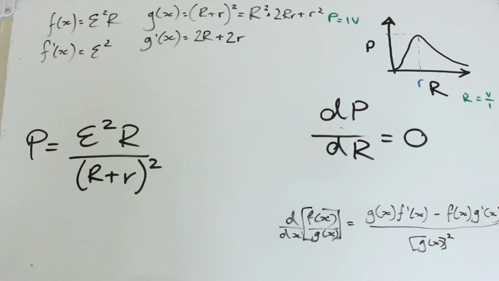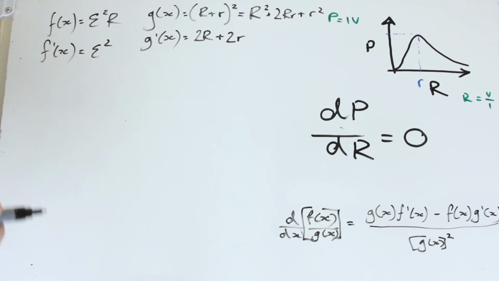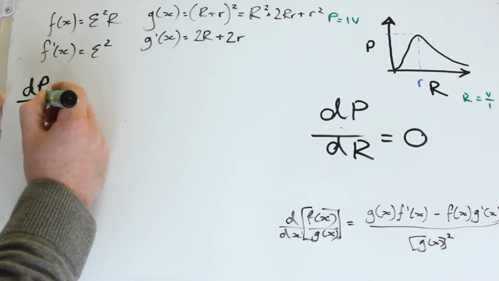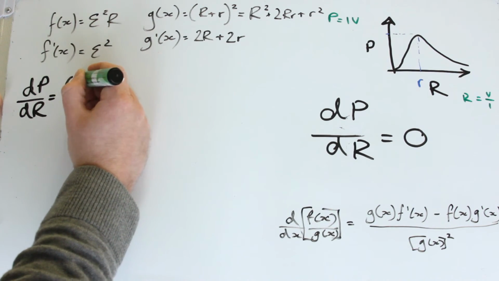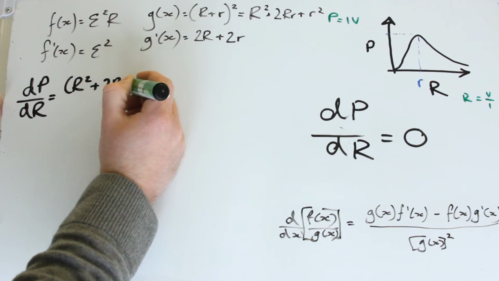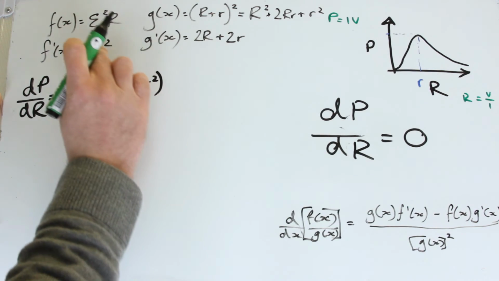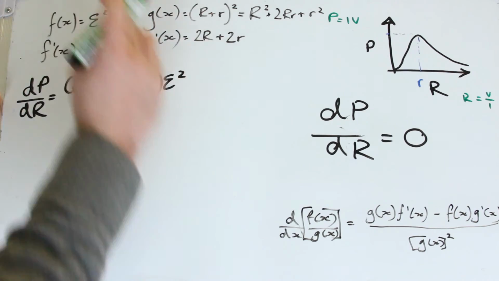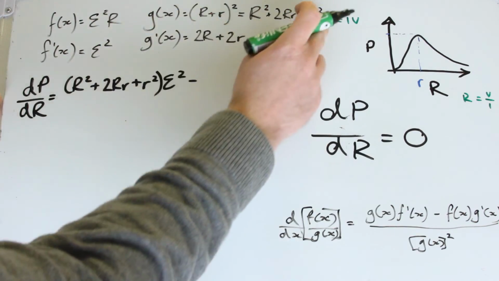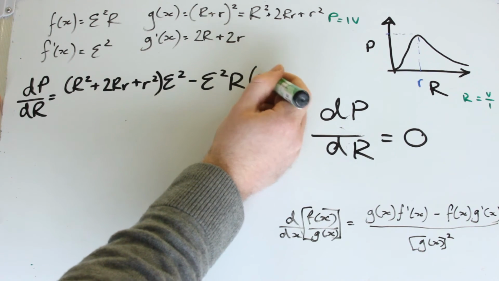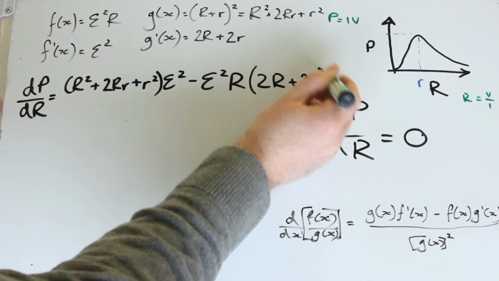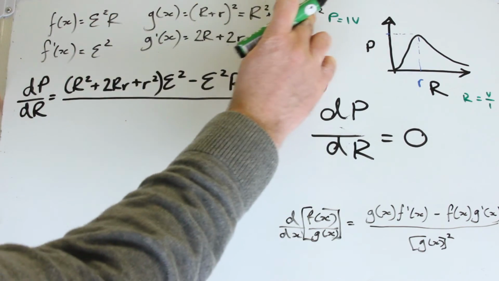So now I'm ready to write my equation for dP over dr. g(x), so all of that, times the differential of f(x), take away f(x), which is this one, times by the differential of g(x), which is here, all over g(x) here squared.